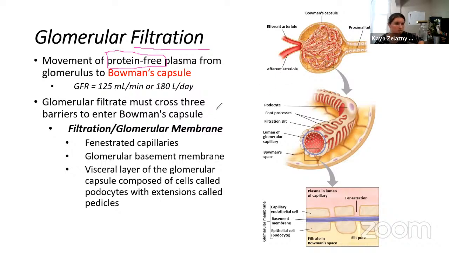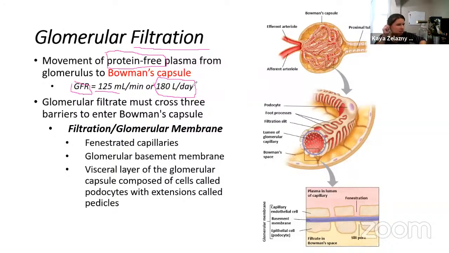Now, the usual glomerular filtration rate, or GFR, is 125 milliliters per minute, which is 180 liters per day. That is a lot more fluid than you have in your blood, which is why we emphasize so much that reabsorption is really important. You cannot lose 180 liters of fluid a day. I mean, you couldn't. So the glomerular filtrate is filtering really fast. It's going to cross 3 barriers as it's entering Bowman's capsule.